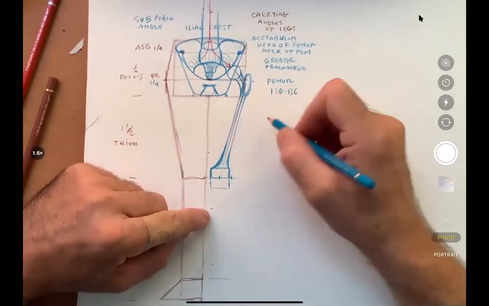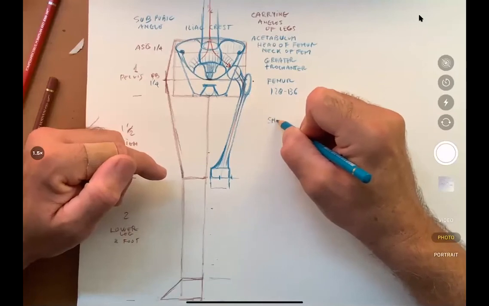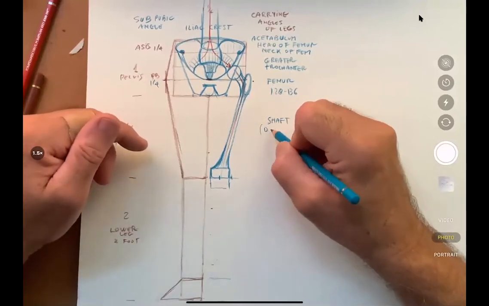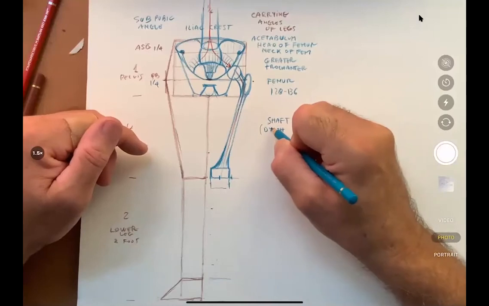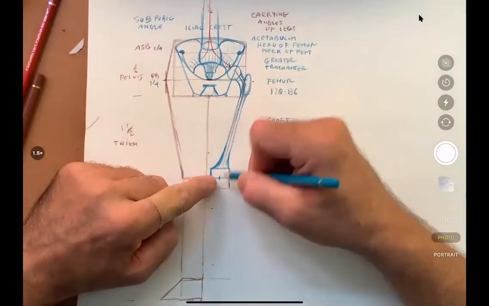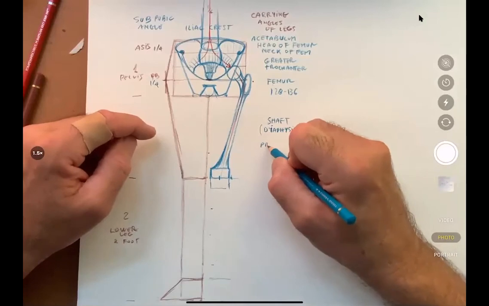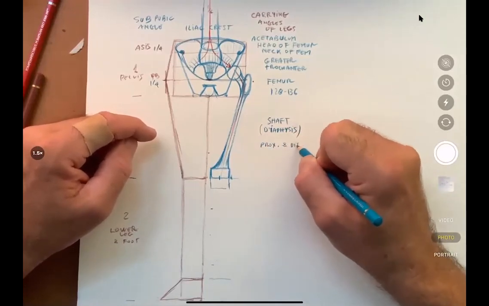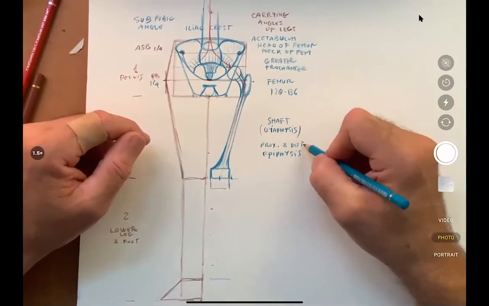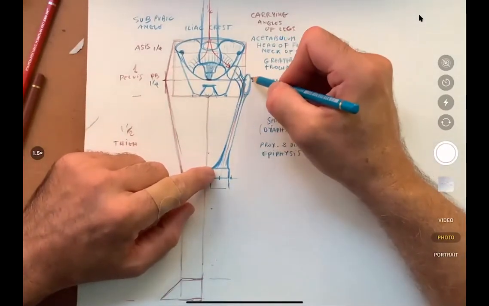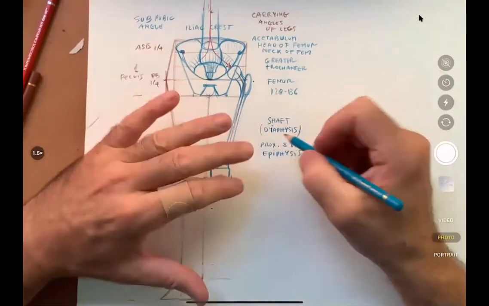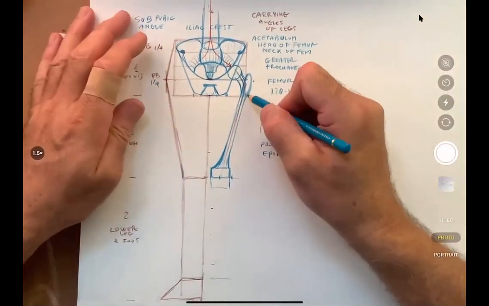Right? So this is the shaft of the femur, and this would be called the diaphysis. I think that's how we spell it. And this is the distal portion here, and the ends are called the proximal and distal epiphysis, right? Okay, so the distal body and the proximal body, proximal being close to the center.